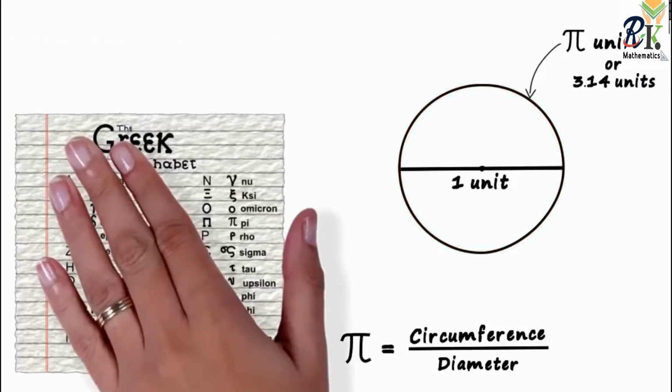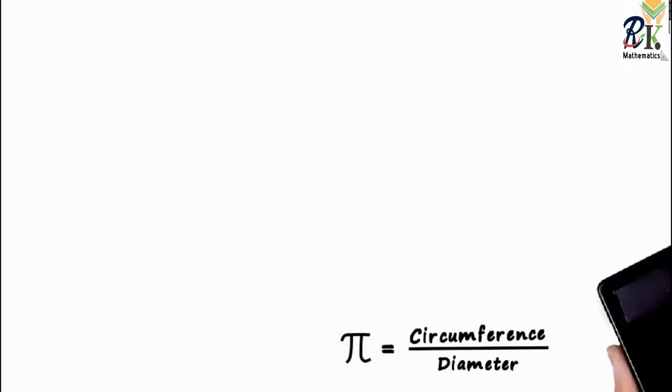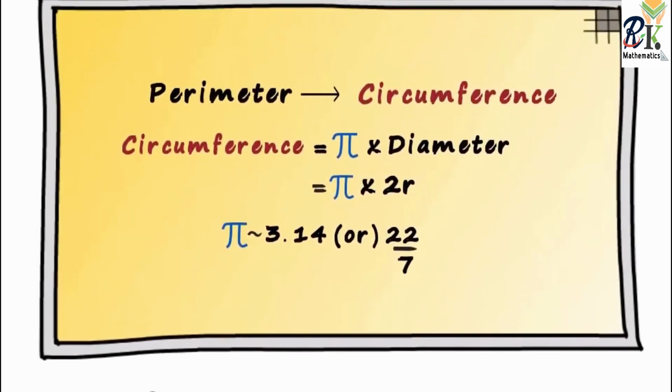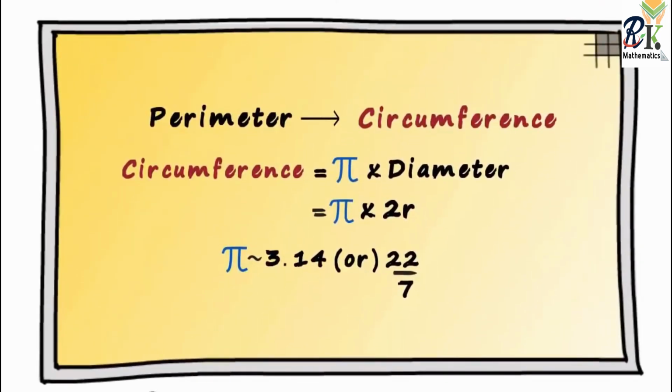So this is pi, and the value of the perimeter, the circumference, is 2 pi r.